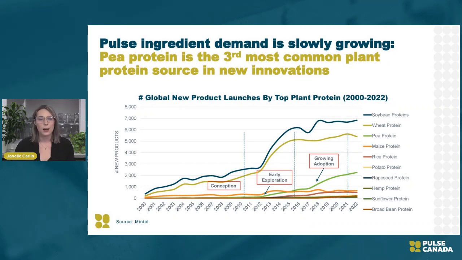So this slide highlights the number of global new product launches by top plant protein sources. It doesn't necessarily show demand and volume, but it gives you an idea of innovation and utilization of these types of ingredients. And you can see that pea protein is really emerging as the third most common plant protein source in some of these new and innovative product launches.